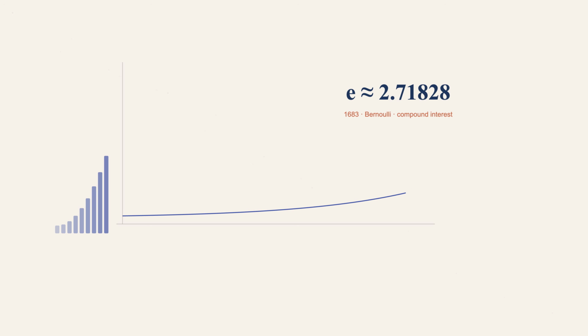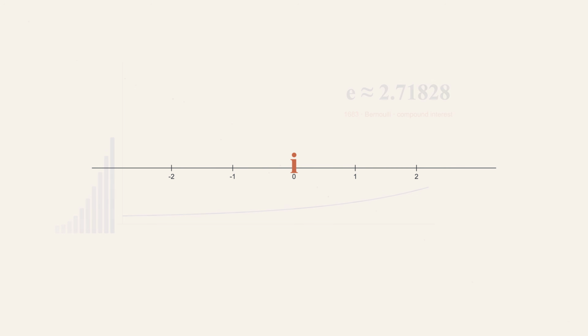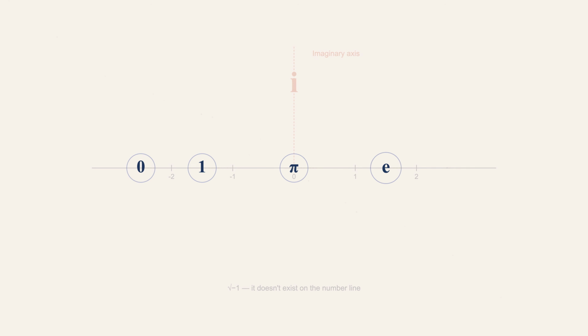3.14159. e, discovered by Jacob Bernoulli in 1683 while studying compound interest. It's the base of natural growth, 2.71828. Also irrational, also never-ending. And i, the square root of -1. For centuries, mathematicians called it impossible. Raphael Bombelli first used it seriously in 1572. It doesn't exist on the number line, it lives somewhere else. 5 numbers, 5 different origins, 5 different purposes, and somehow Euler found the thread that connects them all.